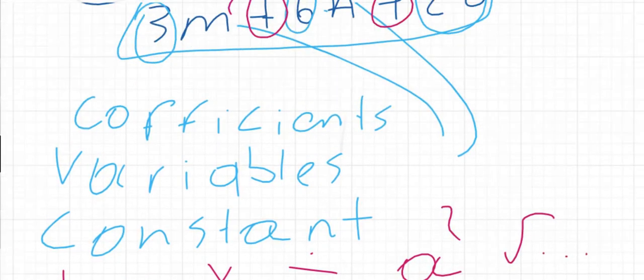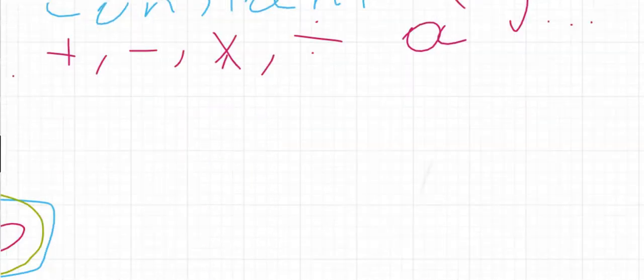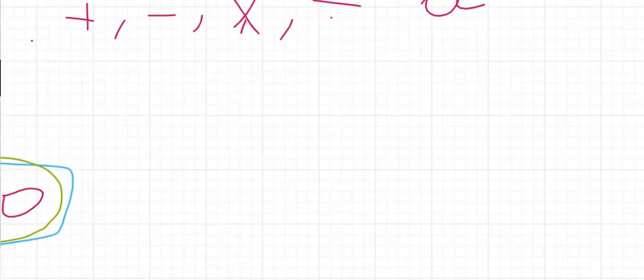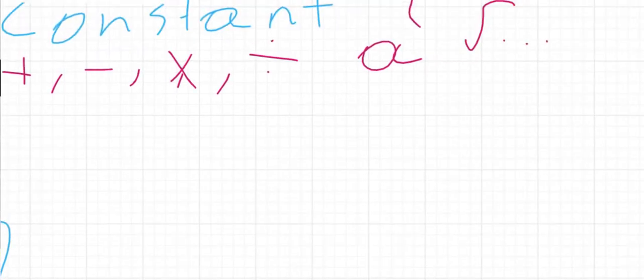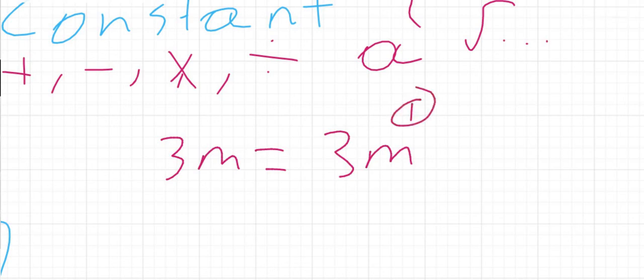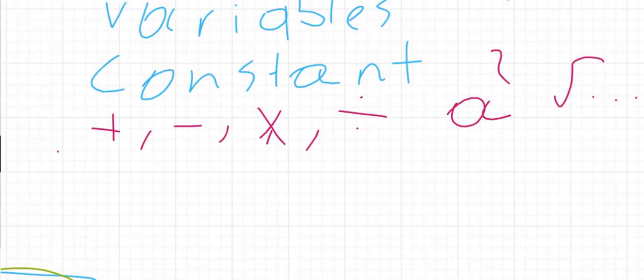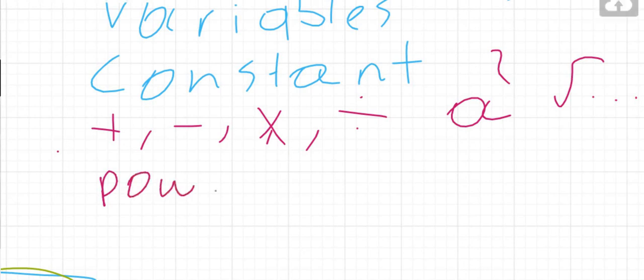Also, when we examine this expression, we're seeing what we call powers. The term 3m has a power of 1. Also 6a has a power of 1. Later we will learn more about exponents or powers. If I have 3m, it is equal to 3m raised to the first power. This is what we call a power, an index or an exponent. So an algebraic expression also has powers.